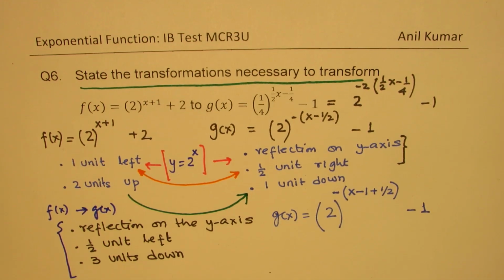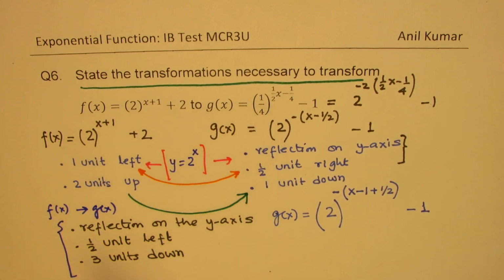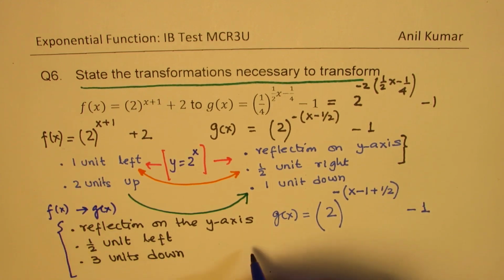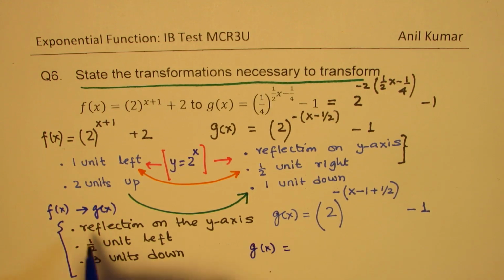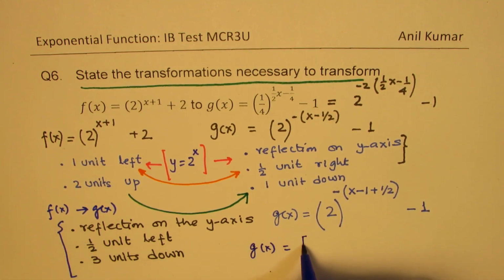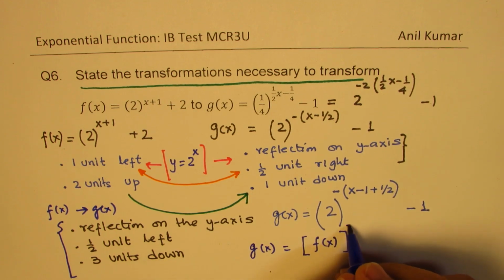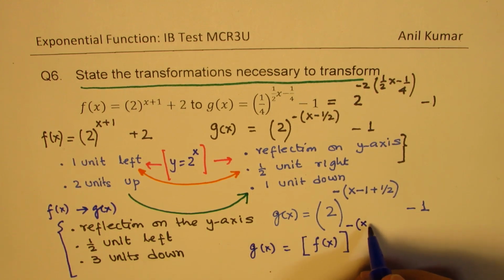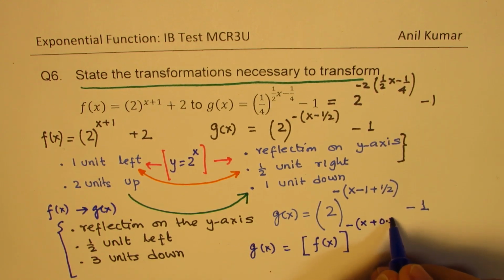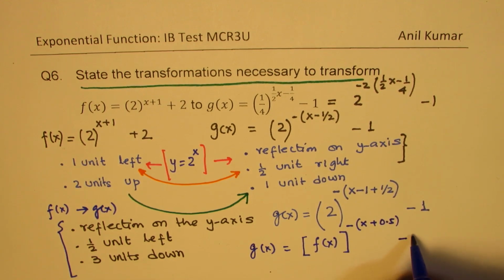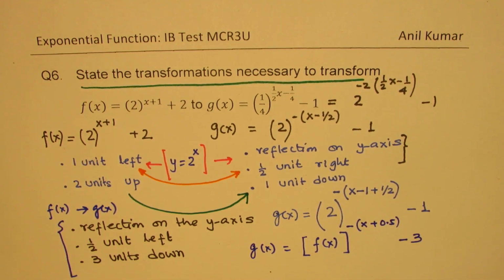So finally, we got a transformation from f of x to g of x. It should be reflection on the y-axis, half unit left, 3 units down, right? So you could also write g of x as the transformation. If my function is f of x, we write f here, and reflection on the y-axis means minus, half unit left means x plus 0.5, and 3 units down. So that becomes your final transformation, correct?